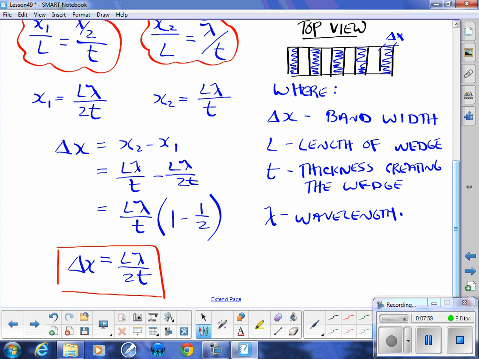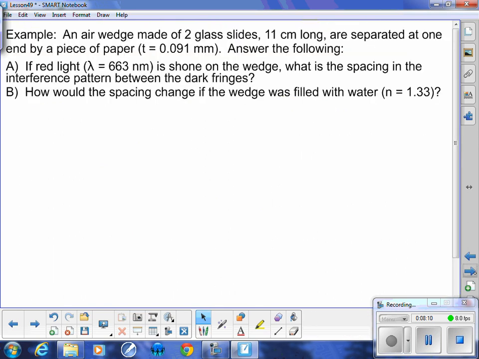All right, so that gives you the general equation, and that's really all there is to deal with when you're talking about the air wedge. So we're going to show you an example, some of the other factors that come into play, but for the most part, those are the only equations that we're really worried about.